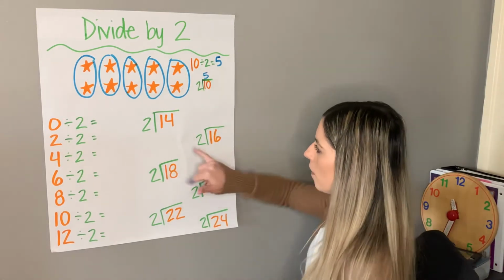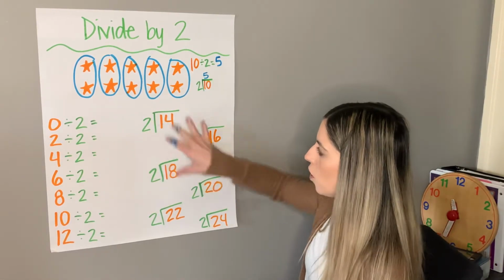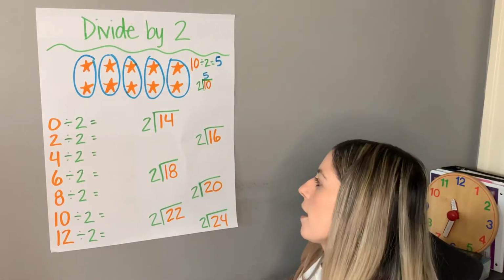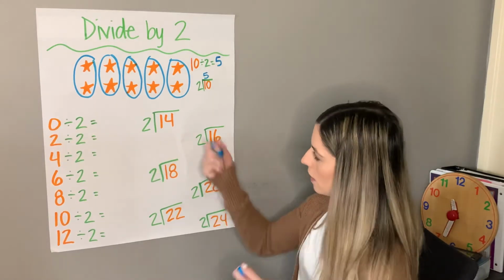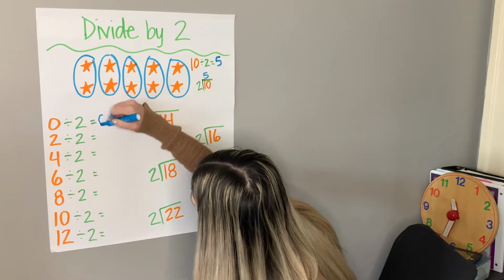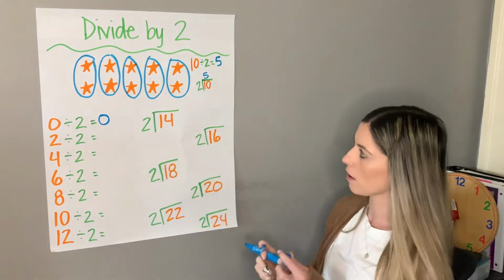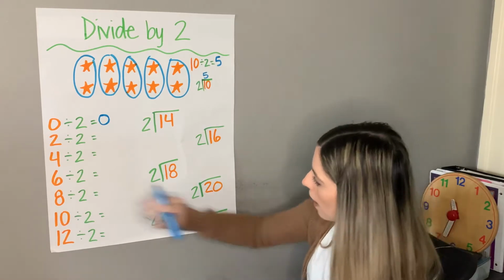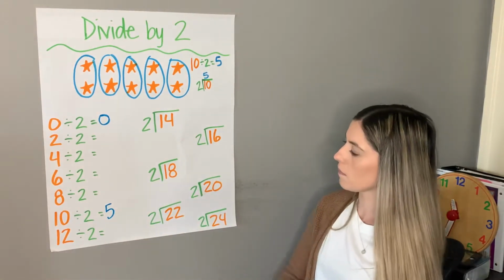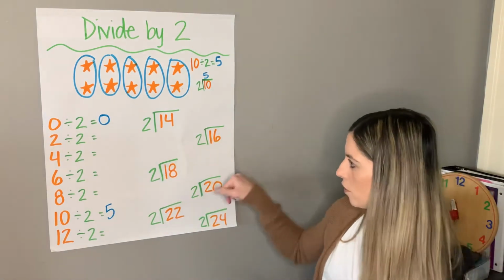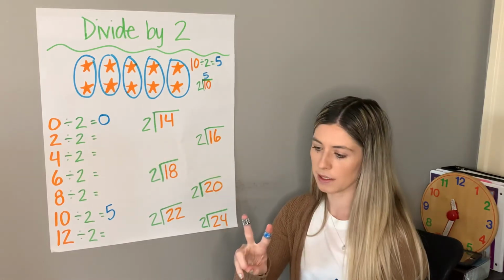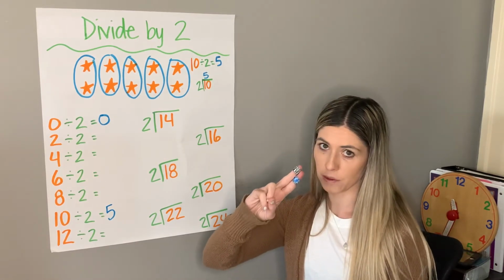So we're going to move along and go through this whole divided by 2 chart and talk about the answers. So 0 divided by 2 is 0. 0 divided by anything is always going to be 0. So that's always 0. We know 10 divided by 2 is 5, so I'm going to put that down here. And we know some other ones, but we're just going to go through the whole chart. So 2 divided by 2. Well, if I have 2 things and I'm grouping them into groups of 2, I have 1 group.